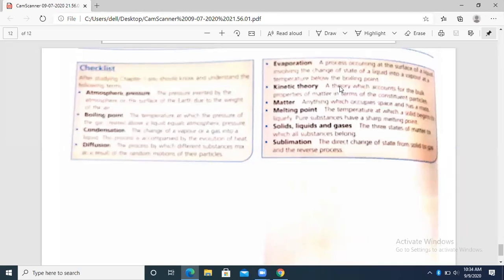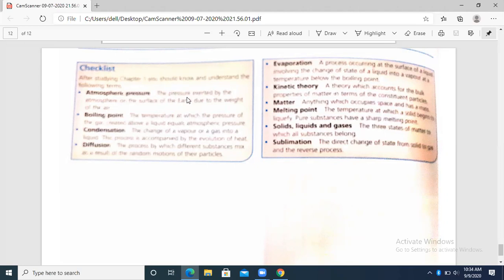Okay. See the checklist, your textbook page number 8. After I finish this lesson, you should get some idea. First one, atmospheric pressure: the pressure exerted by the atmosphere on the surface of the earth due to the weight of the air. In grade 6 we studied that we can measure it using a barometer. Then second, boiling point: the temperature at which a liquid changes into gas, the temperature at which boiling is happening.